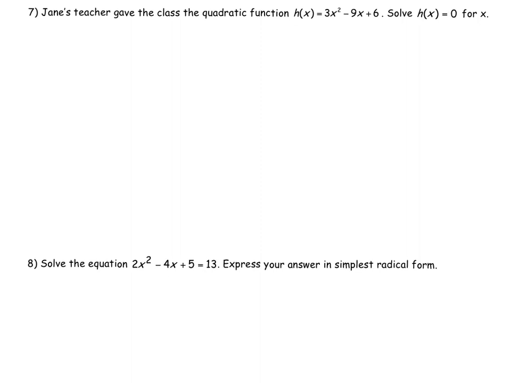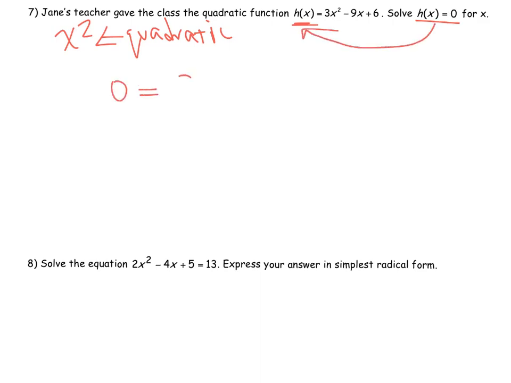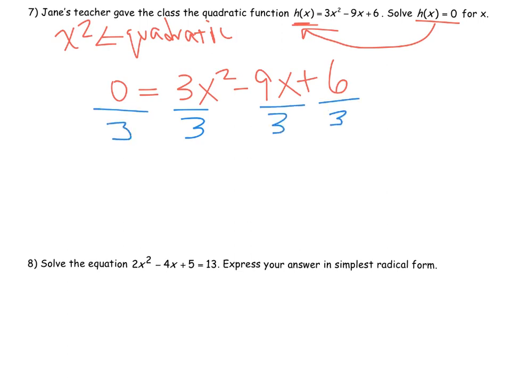Number 7. Oh, I love this question. Okay, so we have a quadratic because we have an x squared. It says solve the following quadratic function where h of x equals 0. So you see this h of x right here? It's telling us make it a 0. So I have 0 equals 3x squared minus 9x plus 6. I'm going to look to see if there's a GCF. I want to make this a little bit easier on myself, so I'm actually going to divide everything out by 3. And when I mean everything, I mean everything. 0 divided by 3 is just 0. I'm left with x squared minus 3x plus 2.